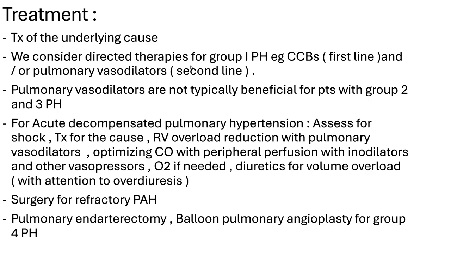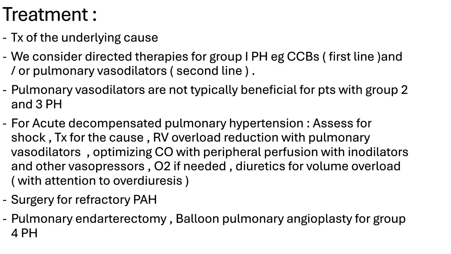Now coming to the treatment. The treatment actually depends on the underlying cause, but we consider directed therapies. For example, in group 1 of pulmonary hypertension, the first line is calcium channel blockers and pulmonary vasodilators as the second line. Pulmonary vasodilators are not typically beneficial with group 2 and group 3 of pulmonary hypertension.